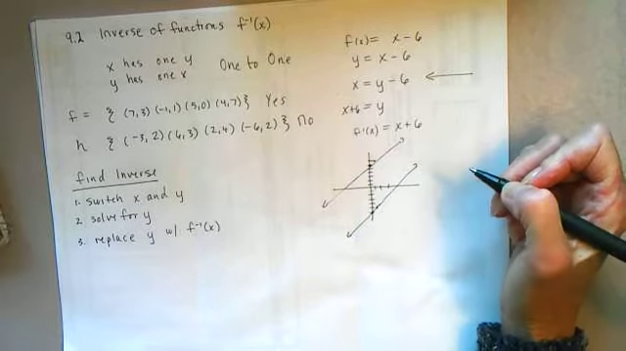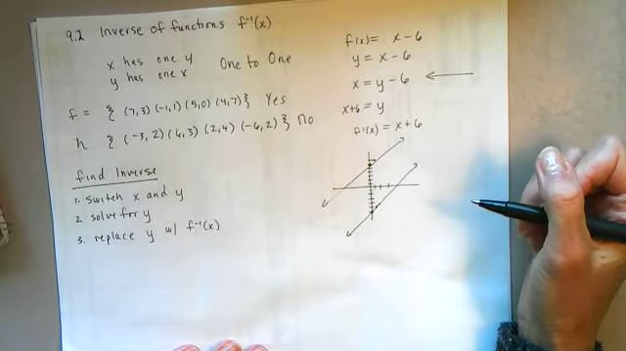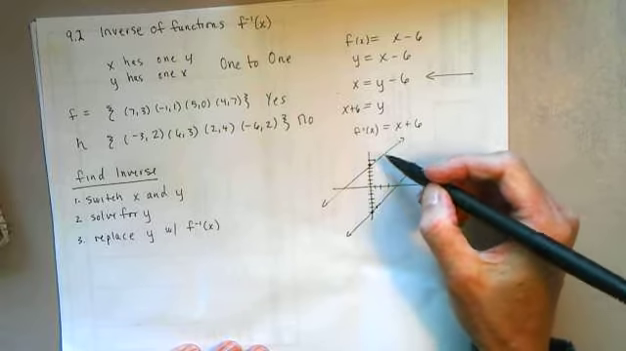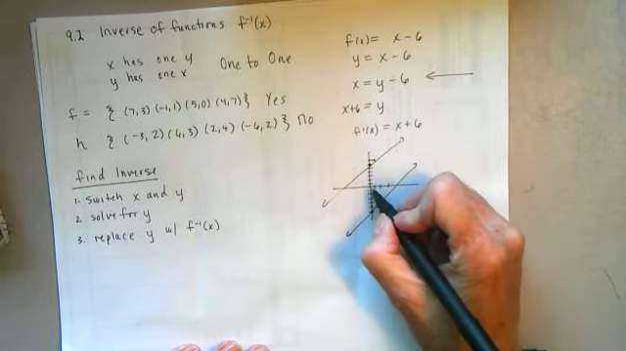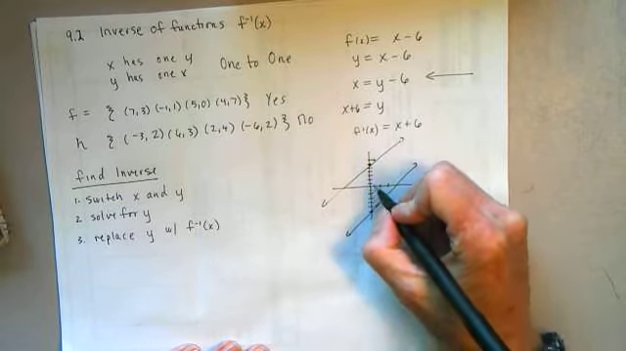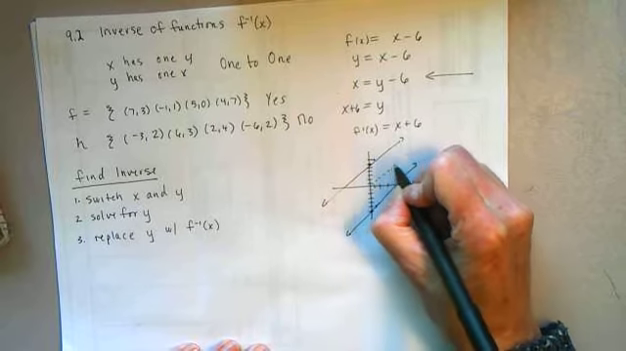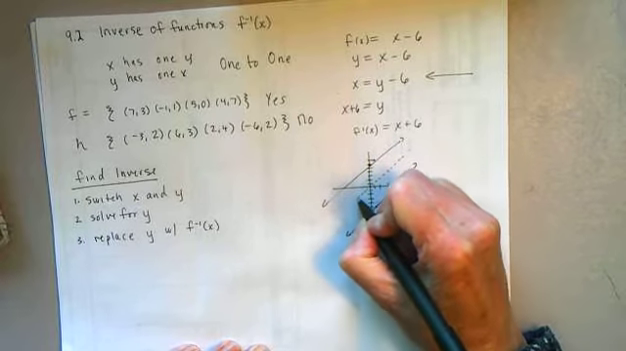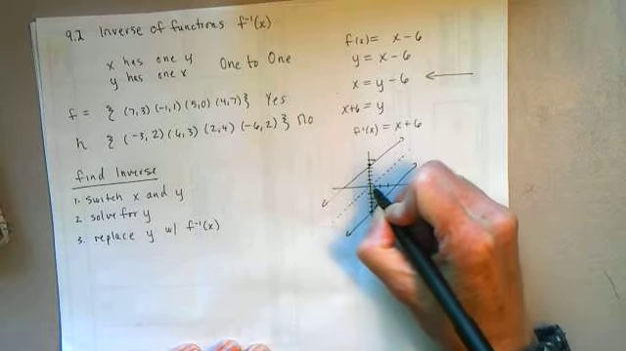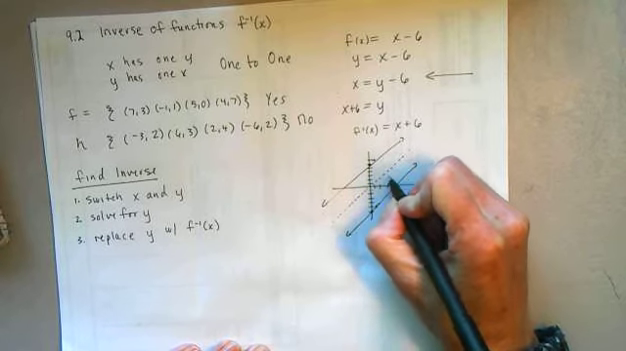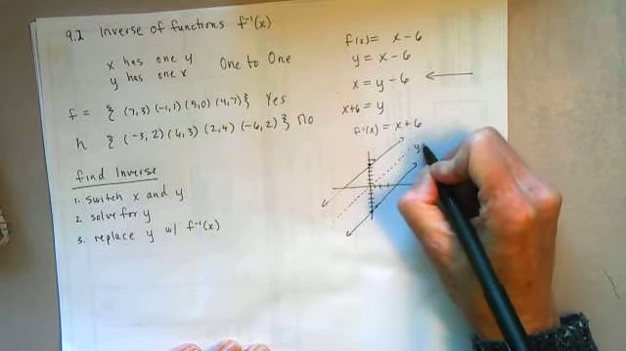Now, what's interesting about a function and its inverse is that they always reflect across the imaginary perfect diagonal. So if I were going to draw this perfect diagonal right there, we know that that's where y equals x. So in other words, I go over 1, up 1, over 2, up 2, over 3, up 3. And so y equals x.